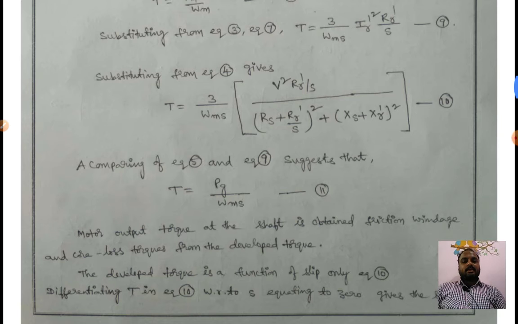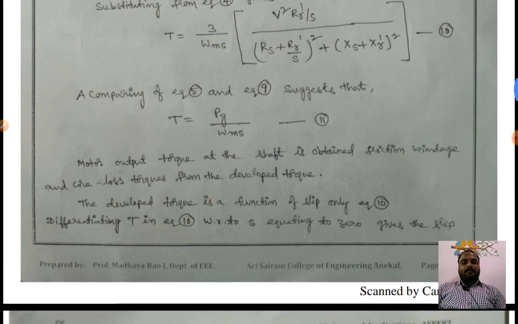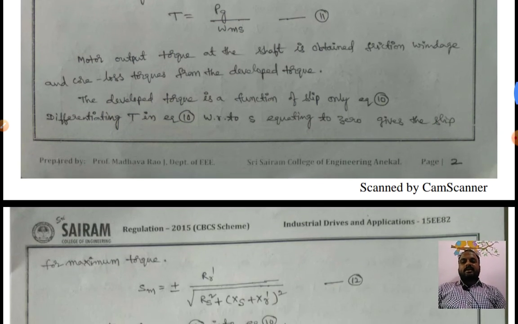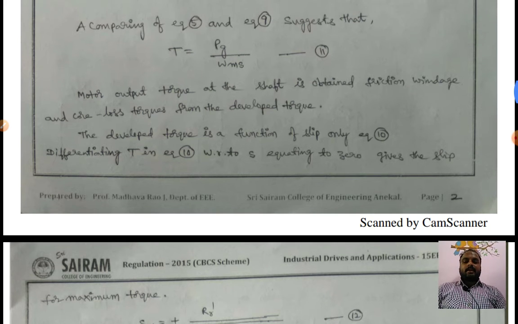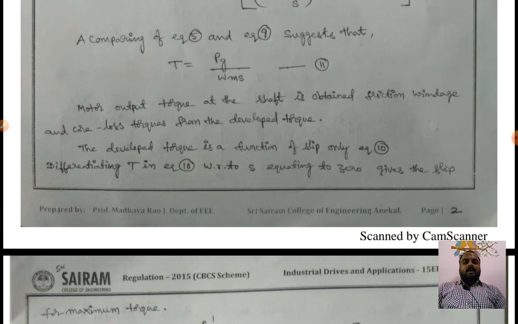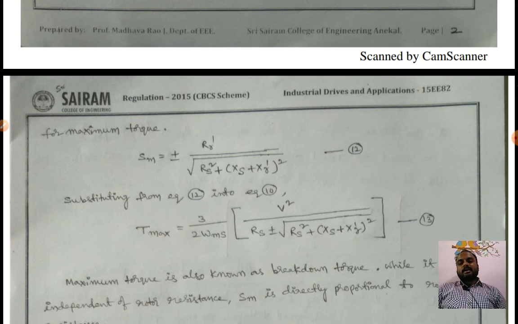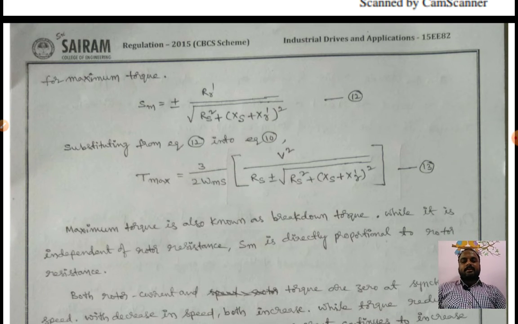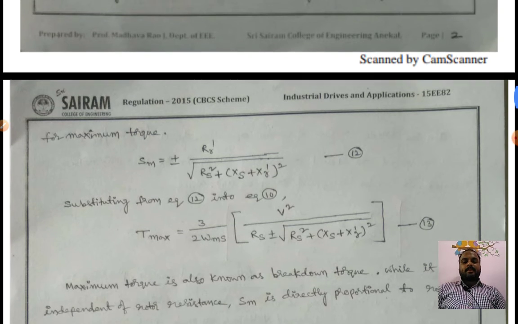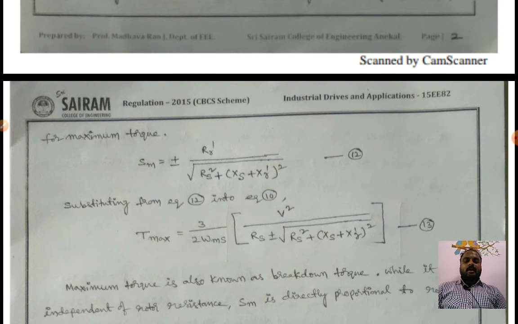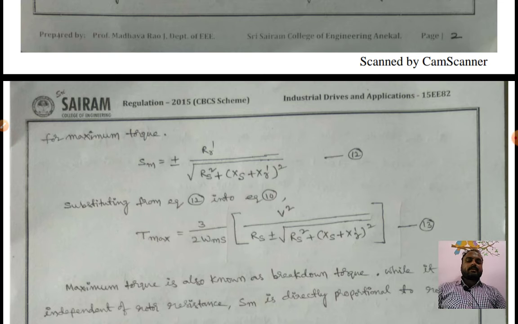Next one, the torque developed is a function of slip only, equation 10. Equation 10 shows the slip. Next one, differentiating T with respect to slip in equation 10 and equating to 0, you will get the maximum torque. So here maximum torque T_m is equal to 3 divided by 2 omega_ms into V square by R_S plus or minus root of R_S square plus X_S plus X_R dash whole square. So you will get equation 12 from 10, right.